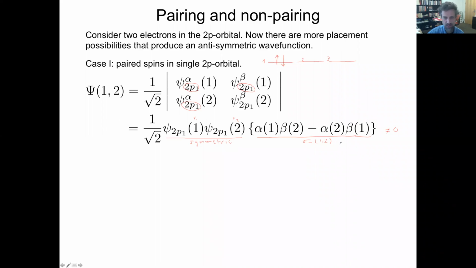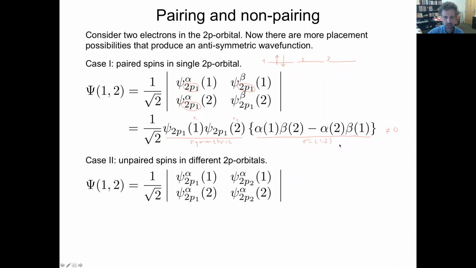That's nothing surprising. But the second part is a little different. Okay, so now I'm going to say I have unpaired spins. Now I already know if I'm going to do that, I have to put the 2 electrons in different states. So if I put the first one here, and I demand that the 2 electrons have the same spin state, then the second electron must go in either one of the other p orbitals.